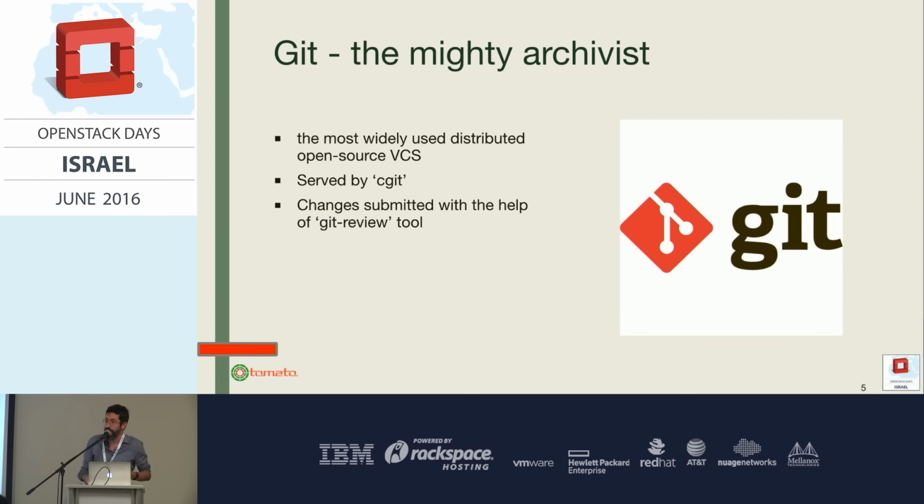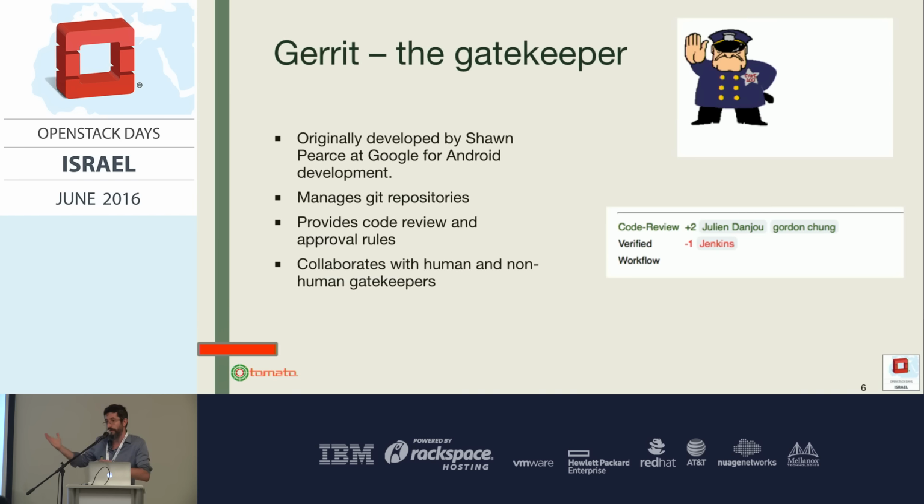I guess there are reasons for that. It's being served to OpenStack developers by the use of Cgit, which is another open source project providing web serving for Git. And the changes are submitted by another tool also managed by the OpenStack infra team, which is called Git Review, a Python utility which allows submitting code changes to Gerrit.